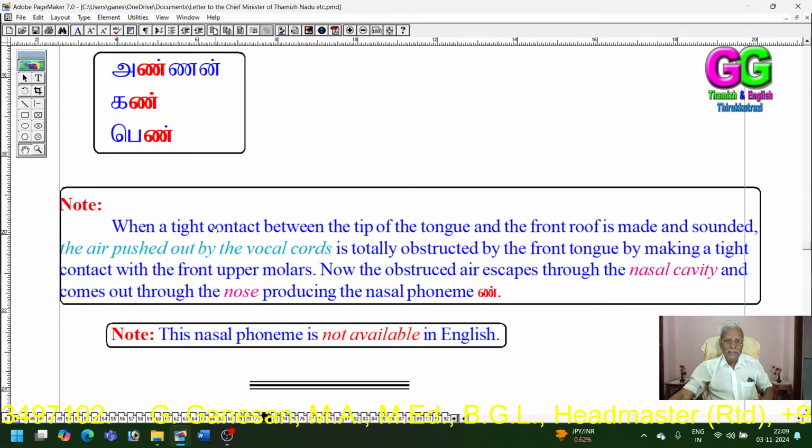See, when a tight contact between the tip of the tongue and the front of the roof is made and sounded, the air pushed out by the vocal cords is totally obstructed by the front tongue making a tight contact with the front upper molars. Now the obstructed air escapes through the nasal cavity and comes out through the nose, producing the nasal phoneme ன. This nasal phoneme is not available in English.